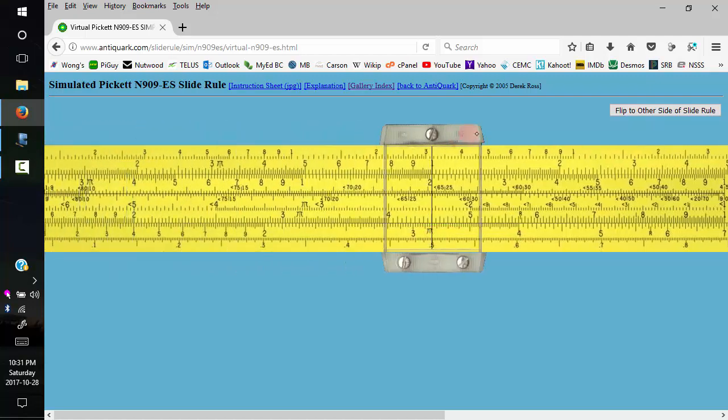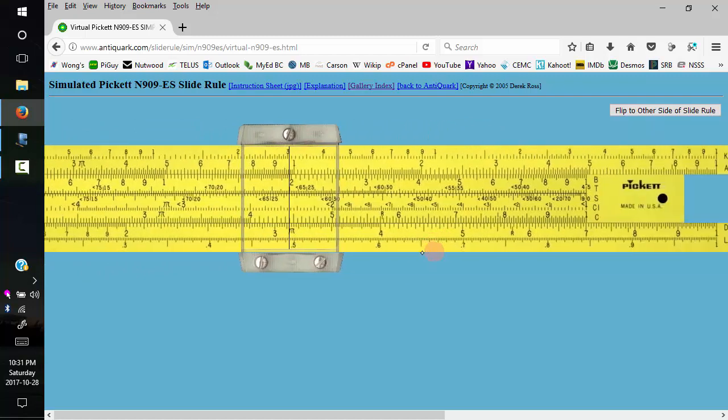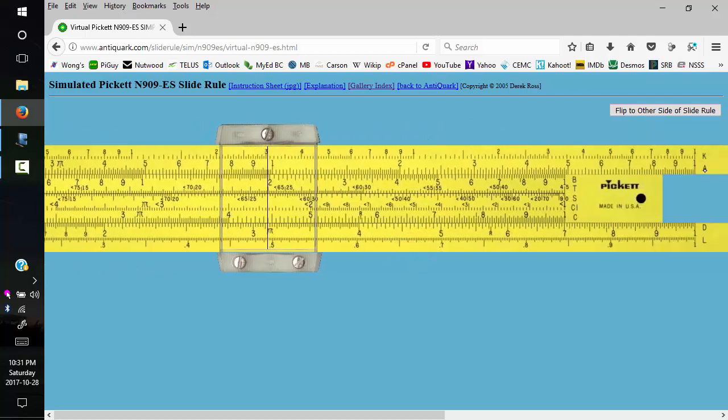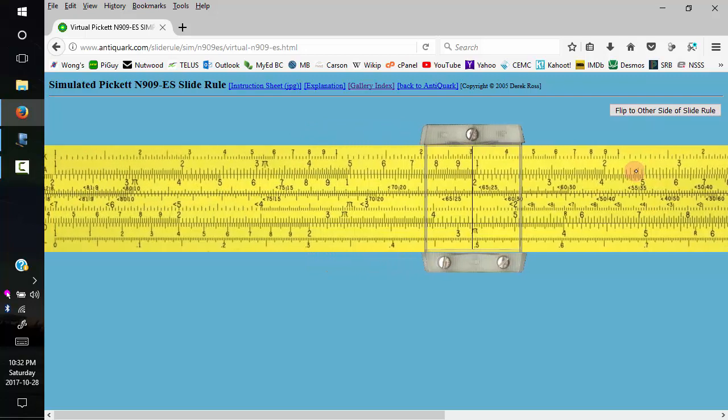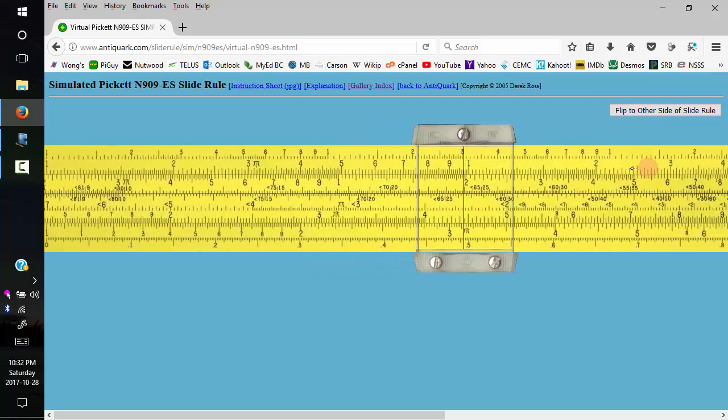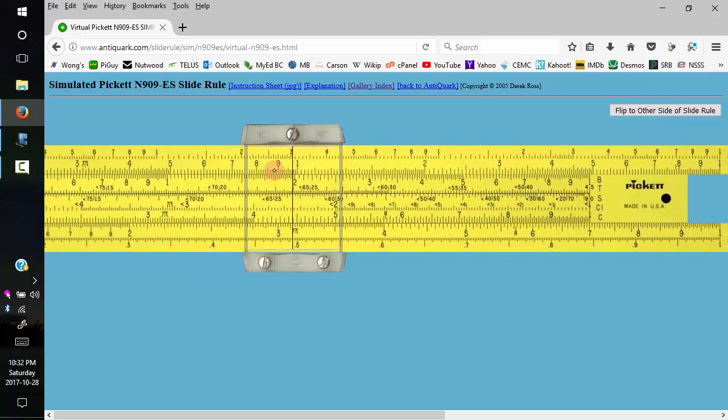We can also use the guide here. If we look at the A scale, this is the squared scale. And we can use this to take the square root. So because we're taking the square root here, this is actually the log value halved. So if we look at log 25, we get 5.